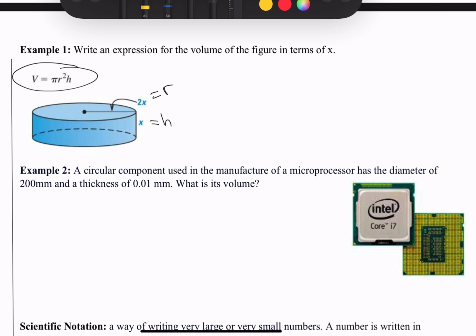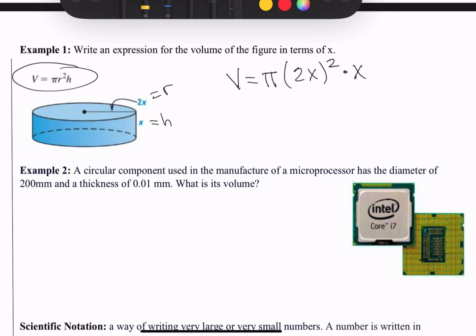So we're just going to plug those in, and then we're going to have to do a little simplifying. So we're going to go volume equals pi. Now the radius is a product of two factors, so I'm going to put that in parentheses. 2x, and we're squaring that, and then we're multiplying it by the height, which is x. So now we need to use our properties of exponents to help us simplify.